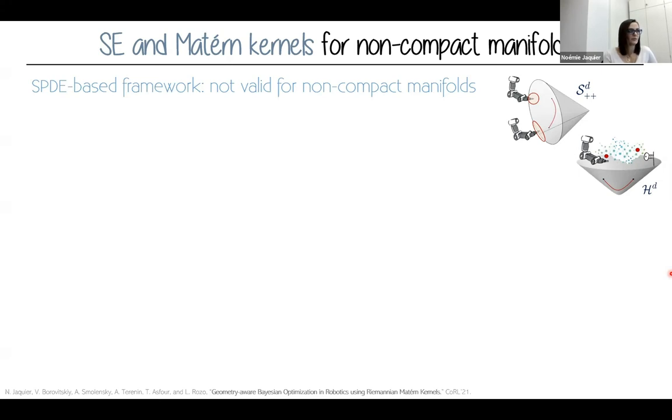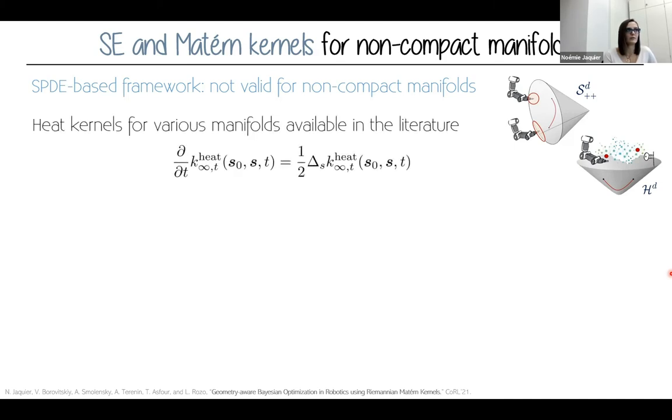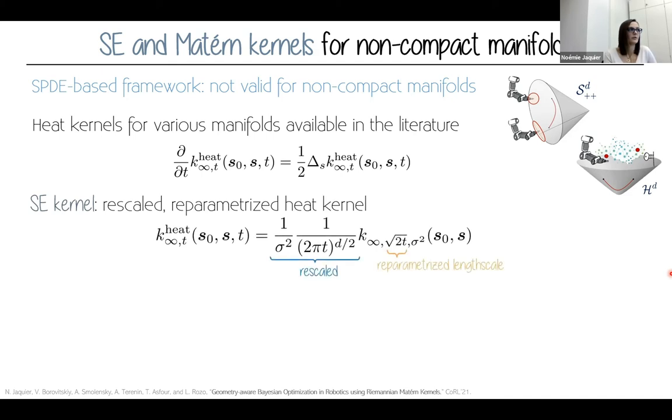So the idea that we explored here in this recent paper is that we actually have in the literature some heat kernels that are already available for some of those spaces. So heat kernels that are satisfying this equation on the manifold. And then we can simply exploit the link between the squared exponential kernel and the heat kernel, namely that it is a rescaled and reparametrized version. And then we simply obtain our squared exponential kernel in that way.